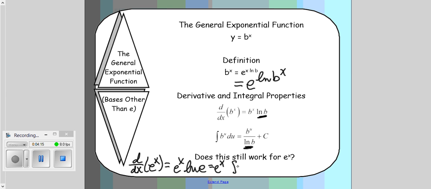If I integrate e to the x dx, then following my second rule that's right here, that would give me e to the x over natural log e, plus c. Natural log e is 1, we just said that. So again, we get e to the x plus c, and we know that's what we're supposed to get when we integrate e to the x. So the rules still apply even if the base is e, 2.718, instead of a whole number. Same concept no matter what.